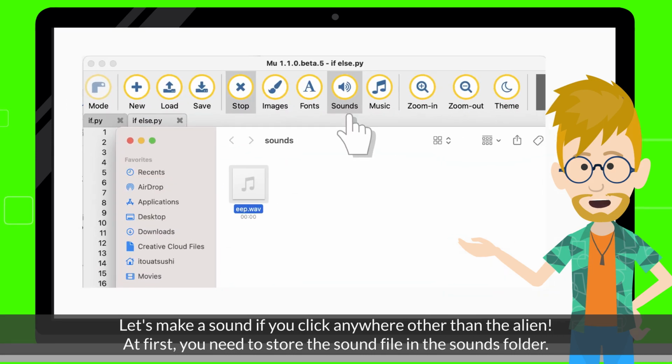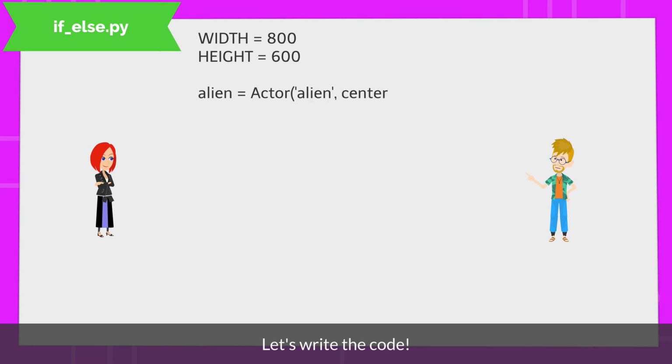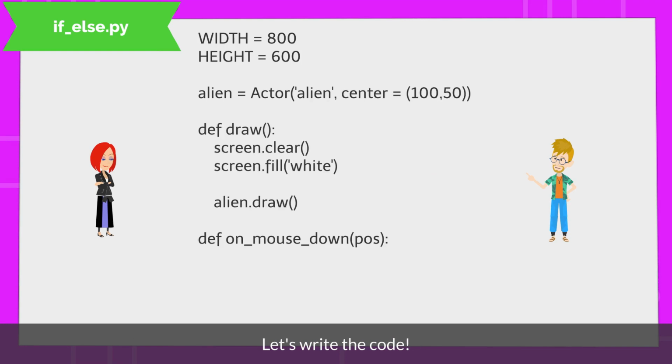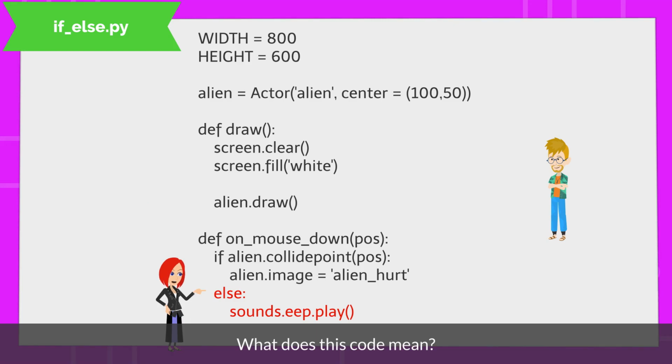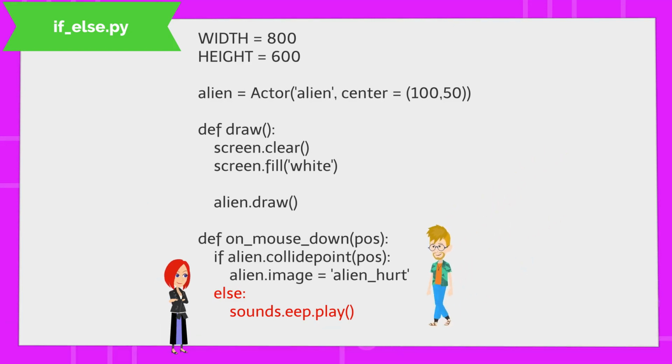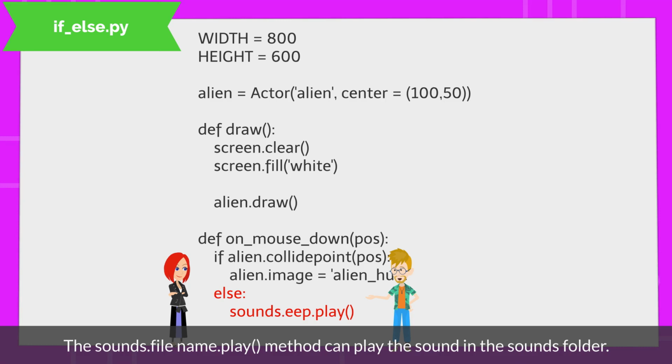At first, you need to store the sound file in the sounds folder. Let's write the code. What does this code mean? The sounds.file name.play method can play the sound in the sounds folder.